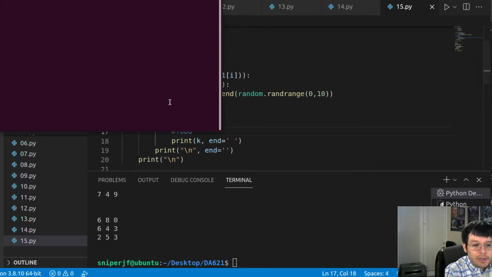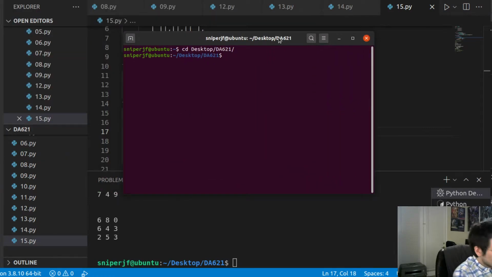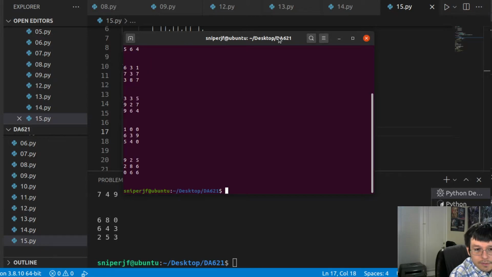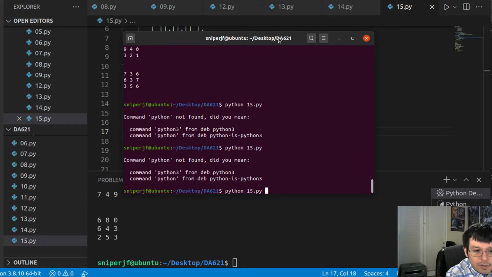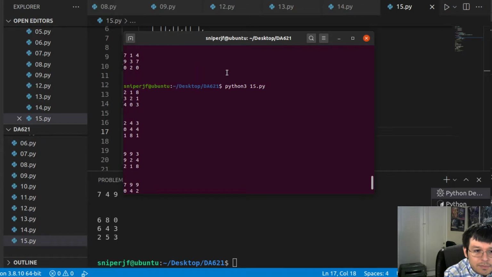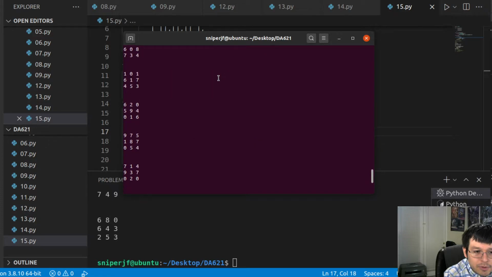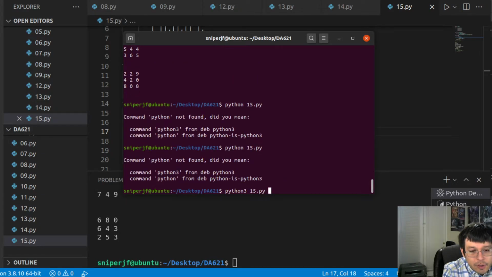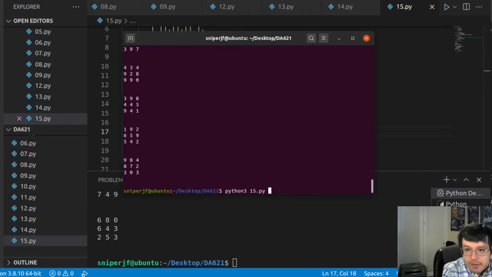Okay, sorry, I was looking at the directory. So cd desktop da621. Okay, python 15.py, python 3. Okay, so if I run it really fast twice, oops, I'm not running it fast enough to achieve that. Sometimes in C++ it uses the second, so if you run it in the same second twice, you would get the same result. But I guess that doesn't really work here. But you can see though that it is random each time. You see that? So we are getting random numbers.